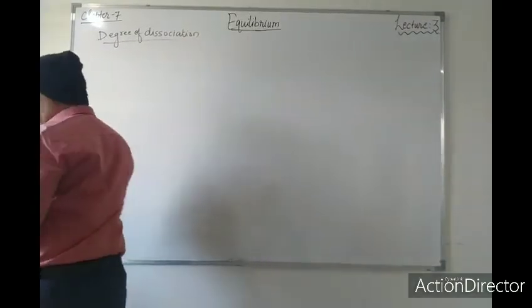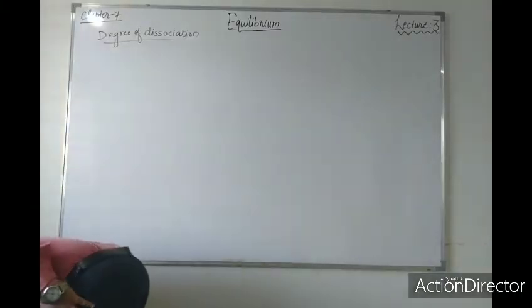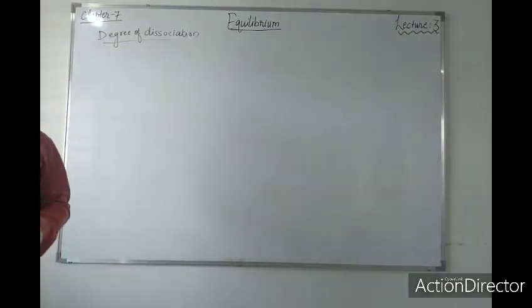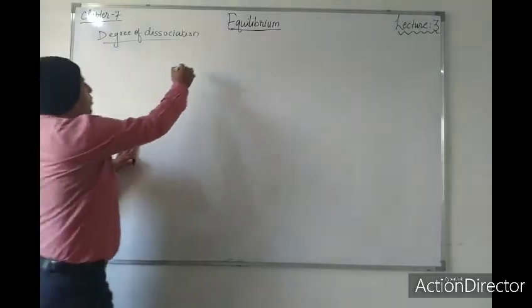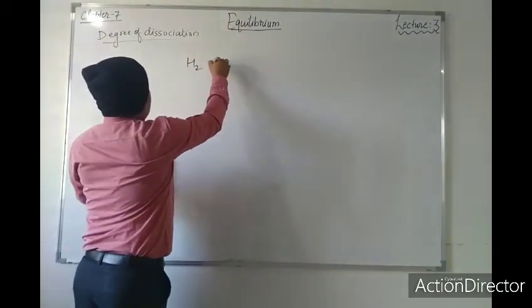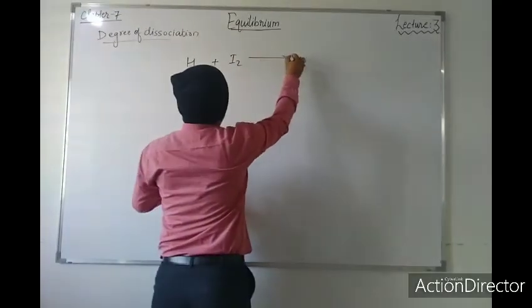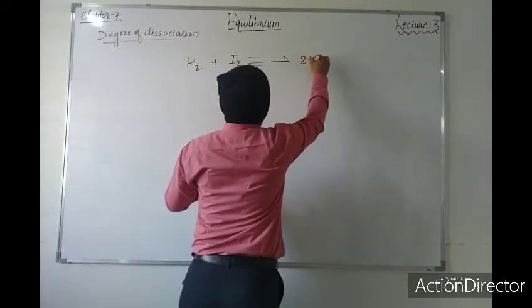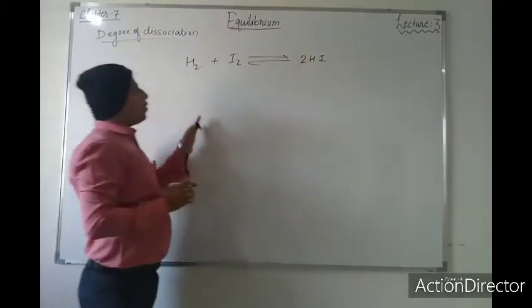Hydrogen iodide. How is this hydrogen iodide formed? You know very well that when hydrogen is treated with iodine, it gives hydrogen iodide, right? So here, just suppose this is the hydrogen gas, this is the iodine gas, and it gives you hydrogen iodide.